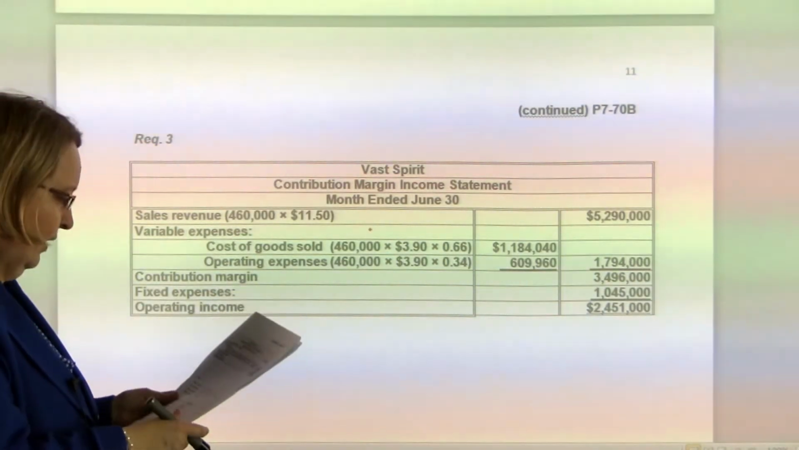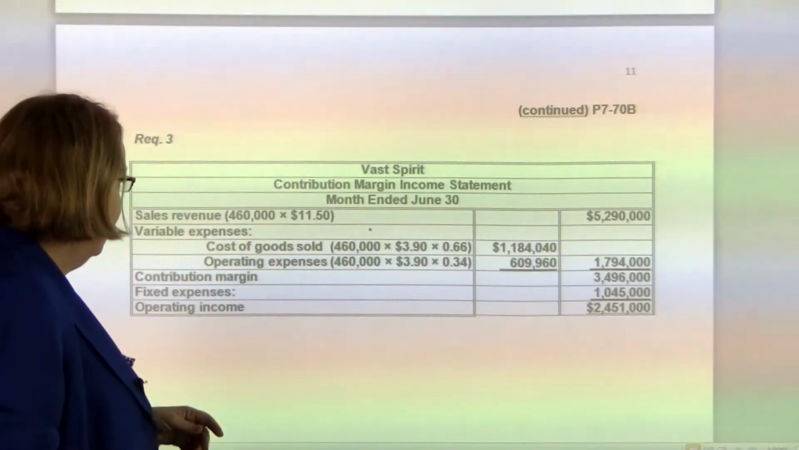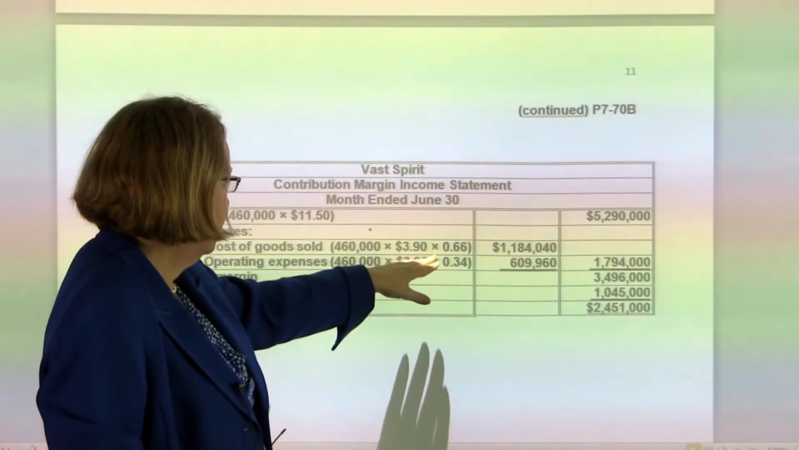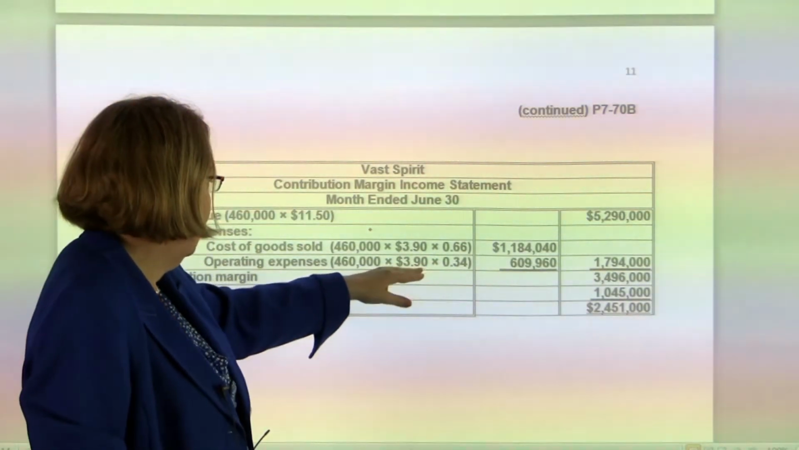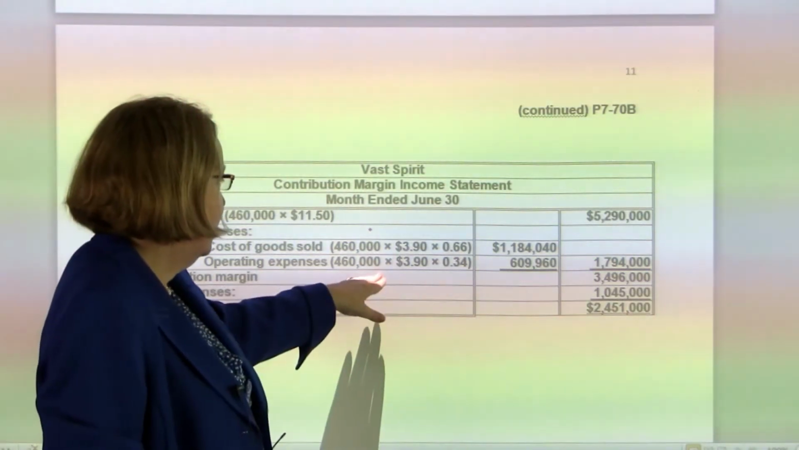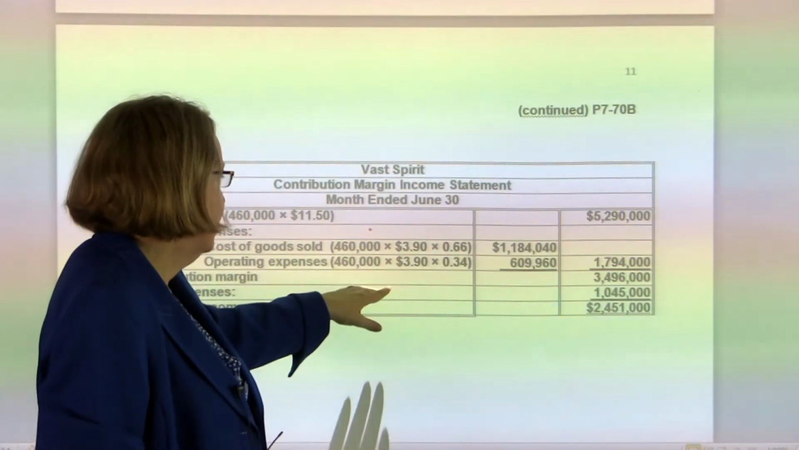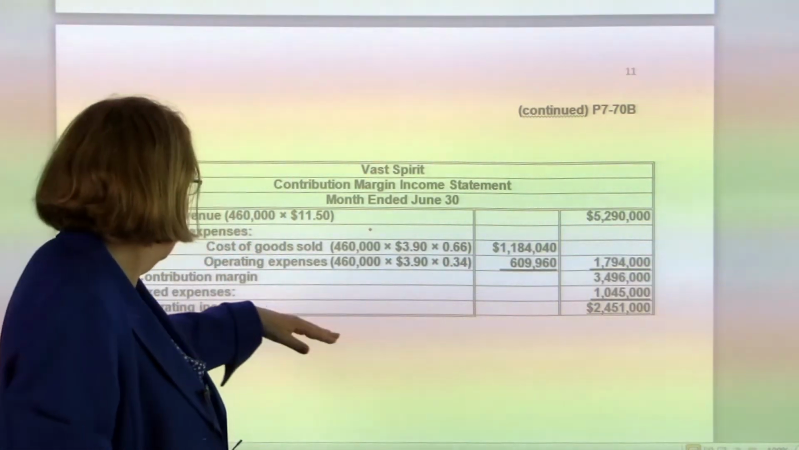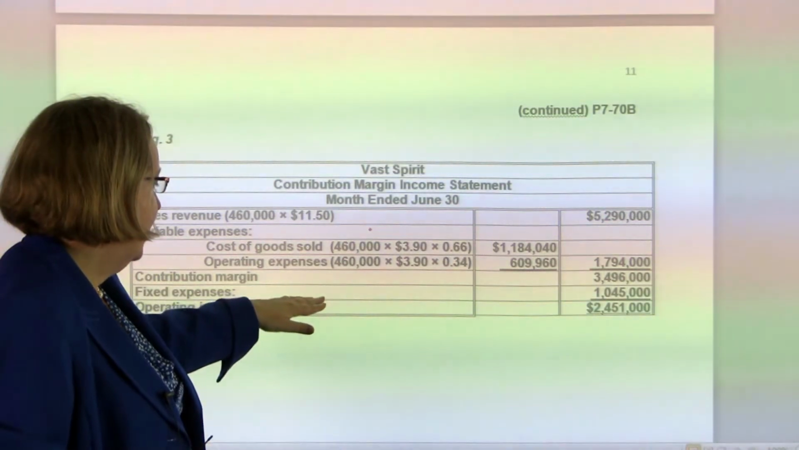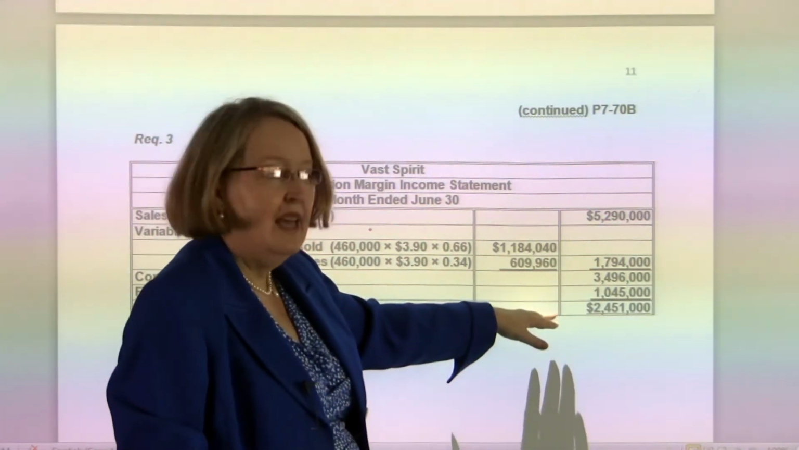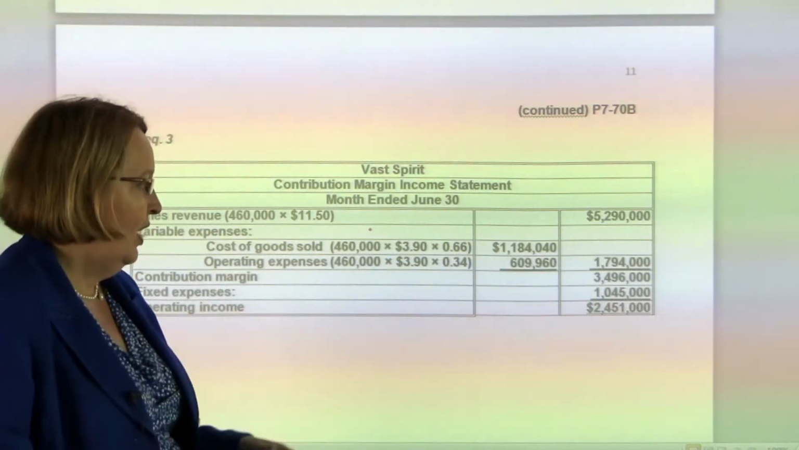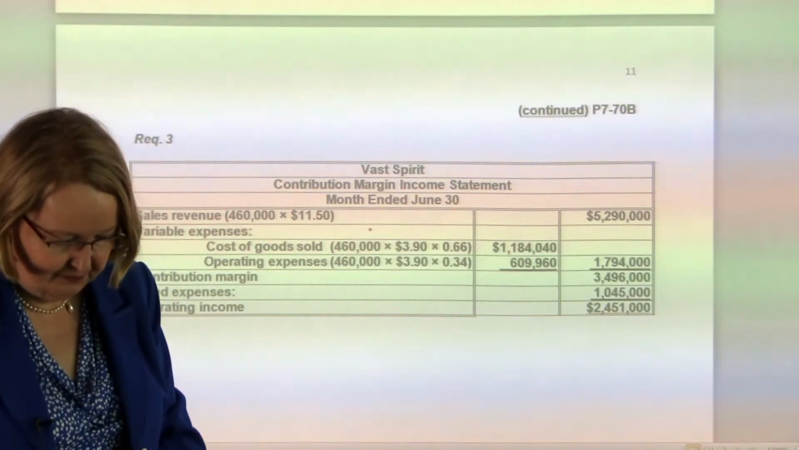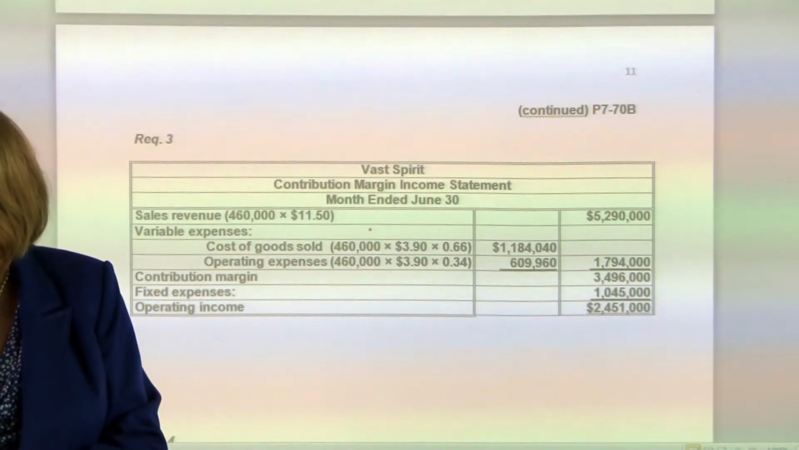So what we are doing here is we have our $3.90 in variable cost, 66% of that is cost of goods sold, and 34% relates to other variable expenses. Our total variable expenses are $1,794,000, and that gives you your contribution margin. Less your fixed expenses, that gives you your operating income of $2,451,000.